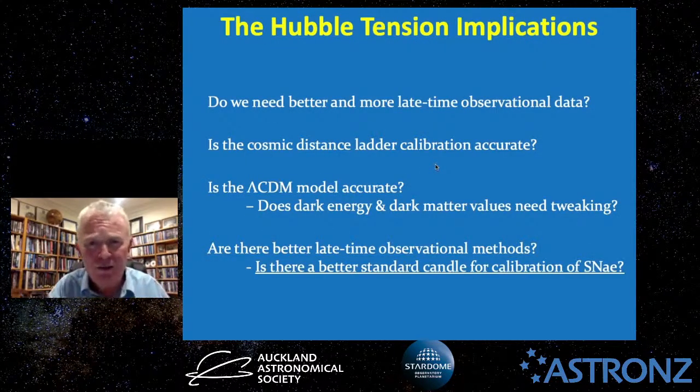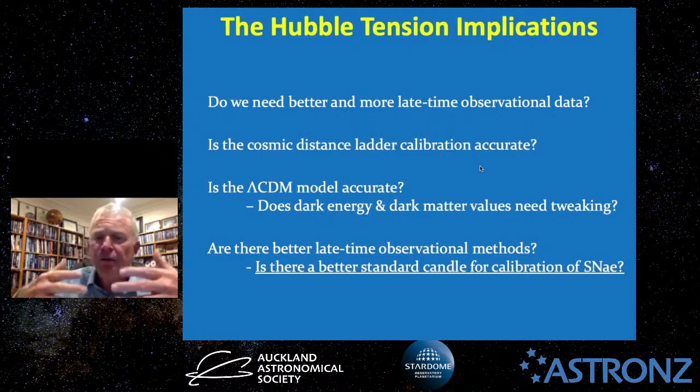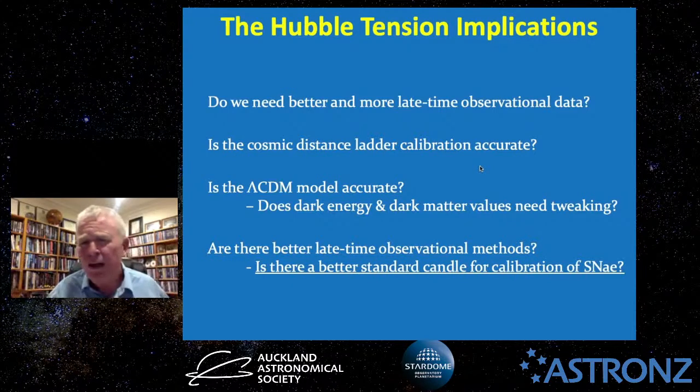Do we need better and more, maybe some late time observational data? How good are we really with this cosmic distance ladder calibration? Is that accurate? Should we be doing other stuff? Should we be trying to look at other things to monitor? Is the Lambda cold dark matter model accurate? Do we need to tweak the values? Have we got those values wrong for dark energy and dark matter? Have our measurements of the cosmic microwave background been inaccurate? Do our models and interpretation of those values need a bit of tweaking? Or is there a better late time observational method?